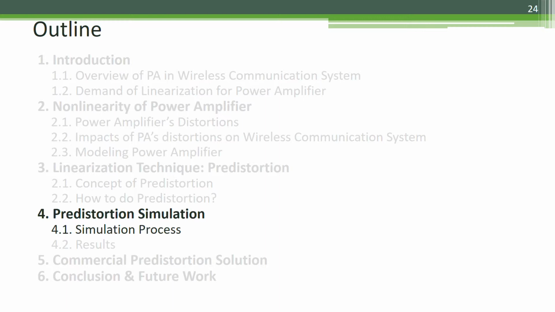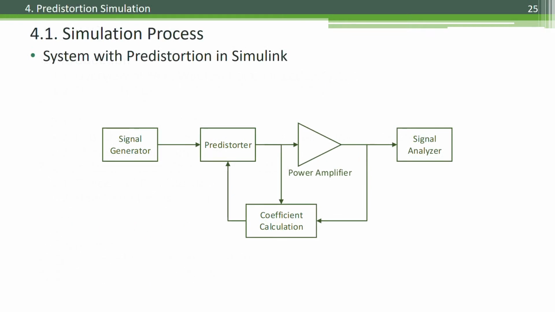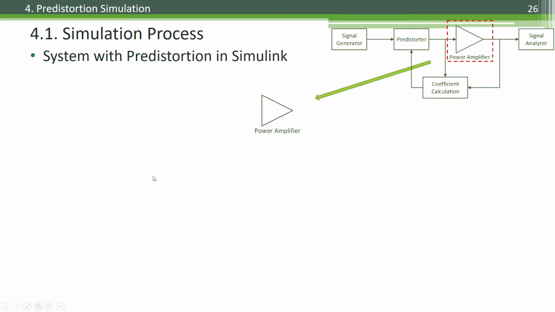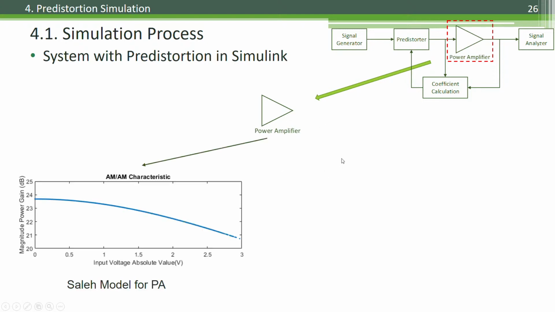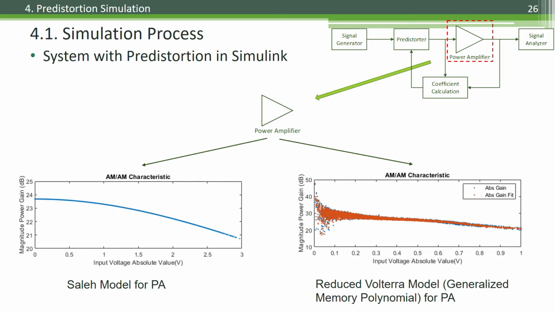And in the next part, predistortion simulation, first I describe the simulation process. The system with predistortion in the simulation has four main blocks: signal generator, predistorter, power amplifier, and a coefficient calculation block. I simulate the power amplifier by using the Saleh model because with this model I can easily adjust the nonlinear characteristic of the PA. And I also use the reduced Volterra model for the power amplifier because it describes the memory effect.